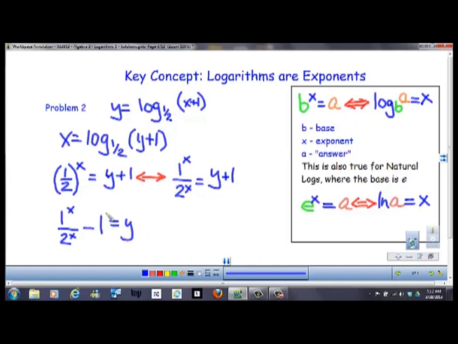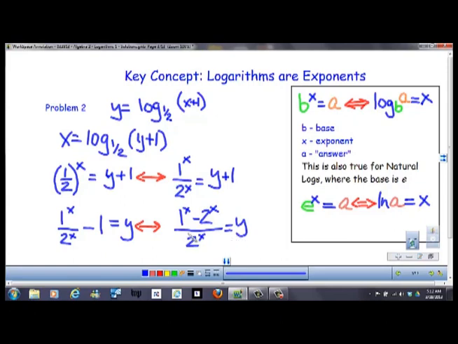Well and good, but what we want to do is put all of this over a common denominator. So what is another way to express negative 1 in terms of a denominator of 2 to the x? Well, it's just 2 to the x over 2 to the x. So this becomes 1 to the x over 2 to the x. And we said this is a minus, so this is minus 2 to the x. And that's all equal to y.